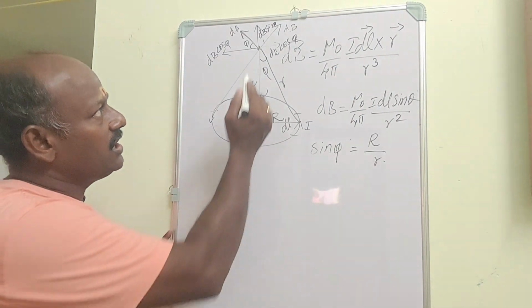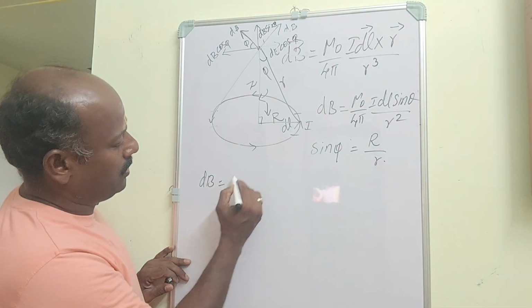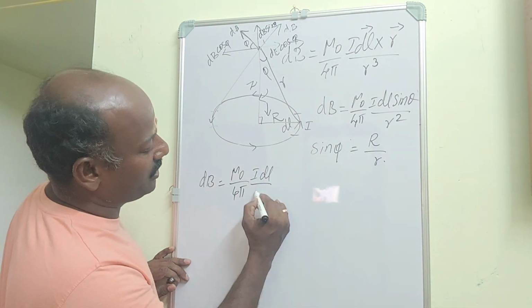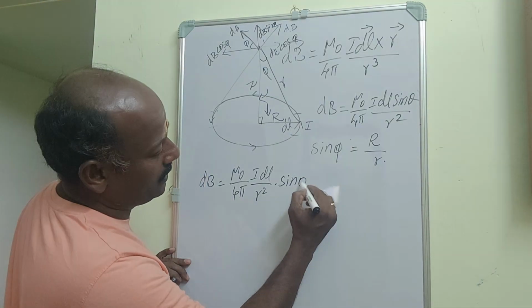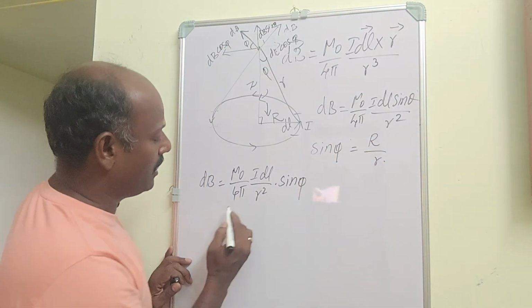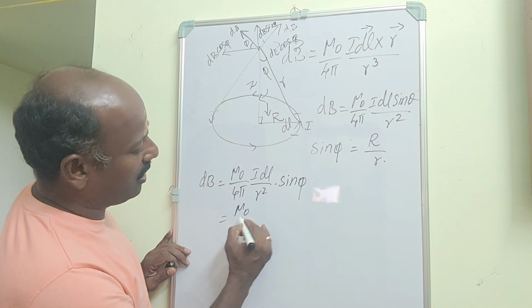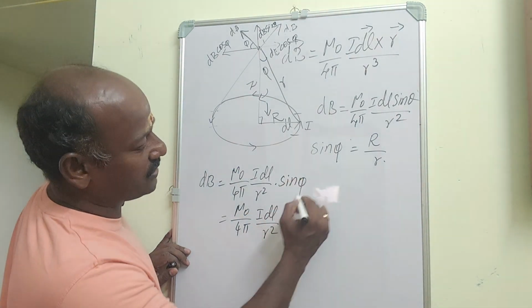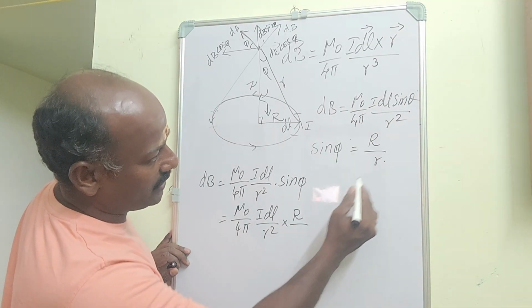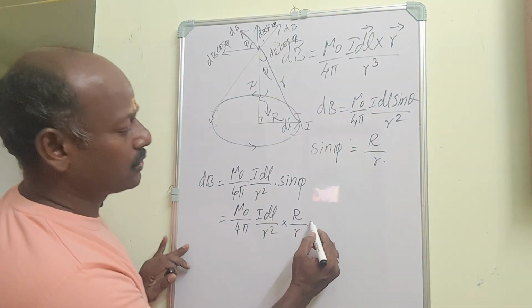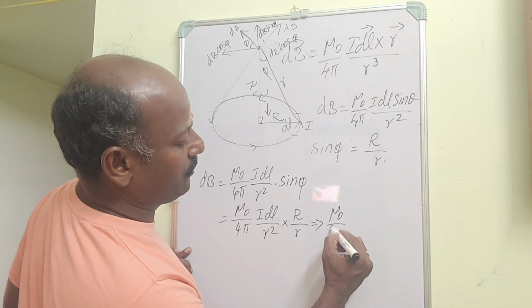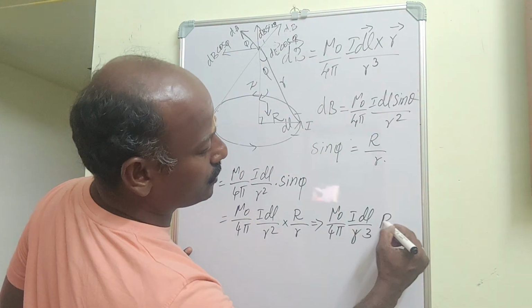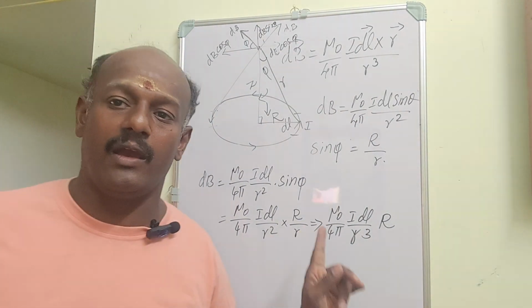So dB is equal to mu naught by 4 pi into I dl divided by r square into sin phi. Sin phi, I told you, is capital R divided by r. So this will become mu naught by 4 pi into I dl divided by r square into, instead of sin phi, I can just write R divided by r. So I will get mu naught by 4 pi, then I dl divided by r cube into R. This is what I have got.